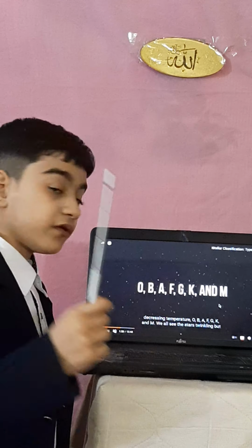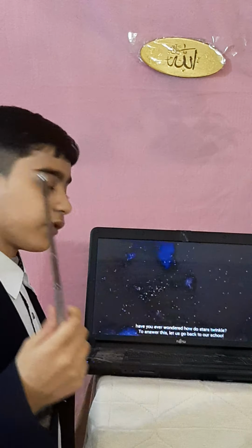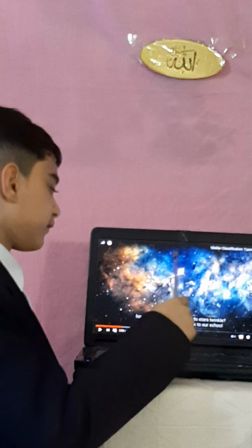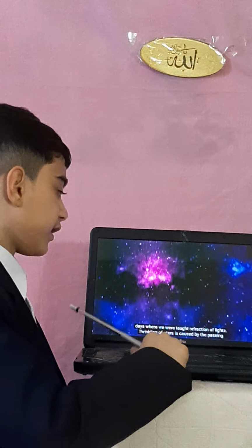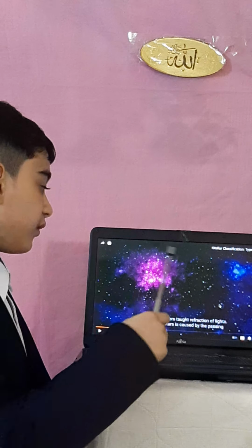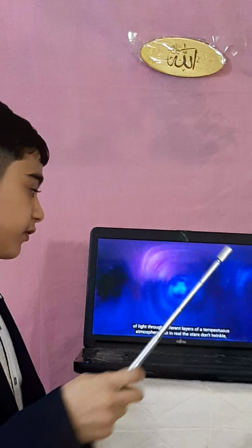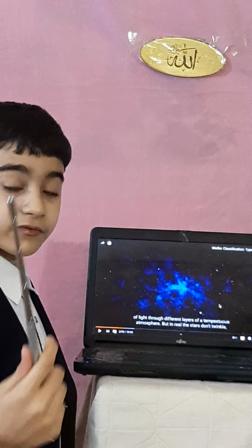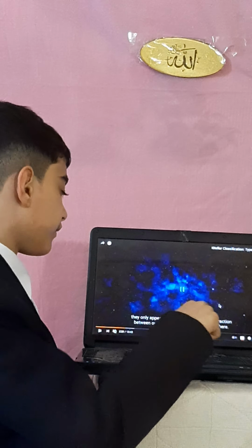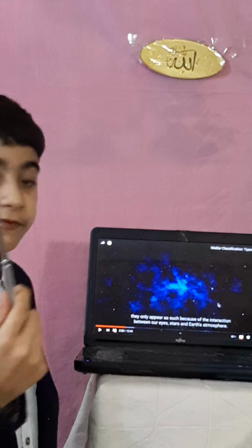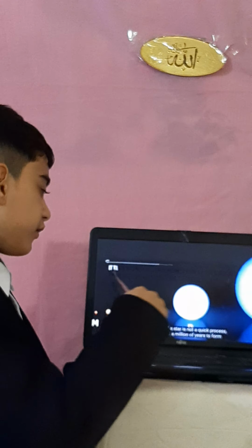We all see the stars twinkling, but in reality they don't twinkle. Have you ever wondered how stars twinkle? To answer this, let's go back to our school days where we were taught that the twinkling of stars is caused by refraction of light passing through different layers of the atmosphere at different temperatures. But in real life, stars don't twinkle, and they only appear as such because of the interaction between our eyes and the stars themselves, and also Earth's atmosphere.